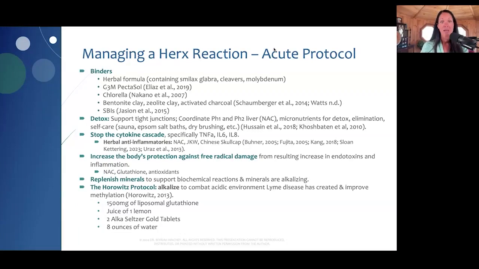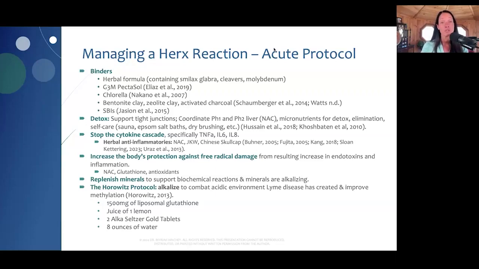Now, as far as detox goes, we could do a whole 2 hour presentation on detox alone, but I hope you got the main points. We need to heal up those tight junctions. We need to work on gut health. We need to coordinate phase one and phase two of the liver, make sure that we're not pushing phase one faster than phase two. We need to make sure that we're using all of the various micronutrients that are needed to run our biochemical reactions that detoxify our bodies. We need to make sure that we are pooping, peeing, breathing, sweating. We need to incorporate some of these detoxification self care techniques like sauna, Epsom salts, dry skin brushing, etc.